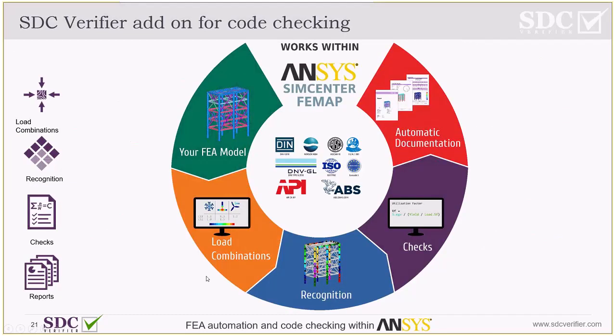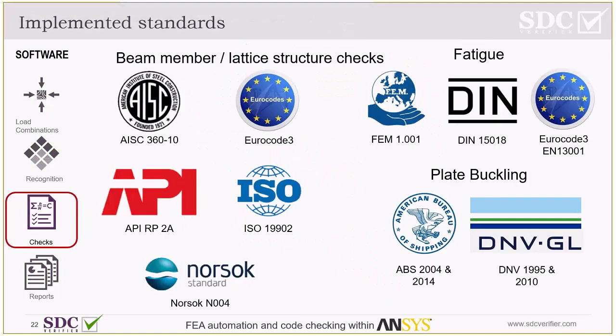So we've covered the recognition. Now we go to the checks. We have a lot of popular standards implemented. For beam members, it's AISC, API, Eurocodes, ISO. For fatigue, we have FEM, DIN, Eurocode 3, EN. For plate buckling, and from the new version for the stiffened plates buckling and stiffener buckling, it is ABS and DNV.